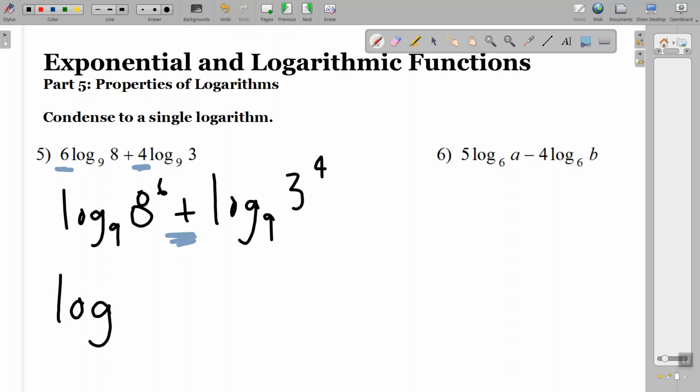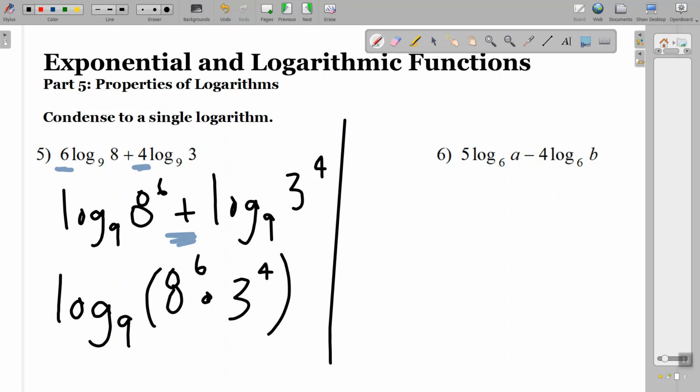So I'm going to write this all as one logarithm, log base 9 of 8 to the 6th. And again, this addition came from the fact that there was a multiplication there. Log base 9 of 8 to the 6th multiplied by 3 to the 4th. Now, if those had been some smaller numbers, I may have asked you to multiply that out, but we're not going to worry too much about that. But whatever 8 to the 6th times 3 to the 4th is, if you fully simplified it, that would be log base 9 of that really large number.